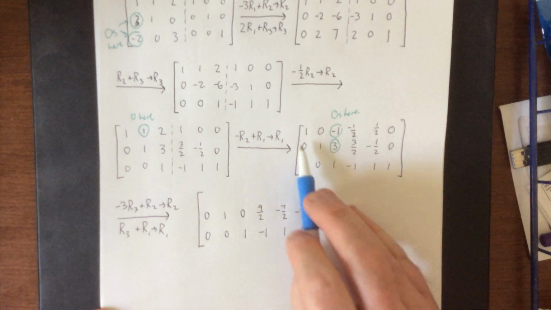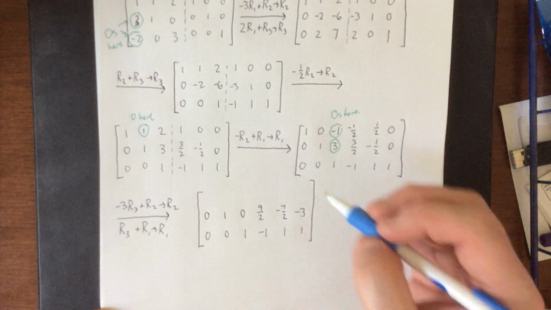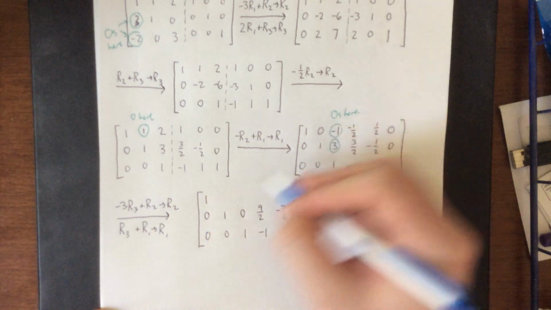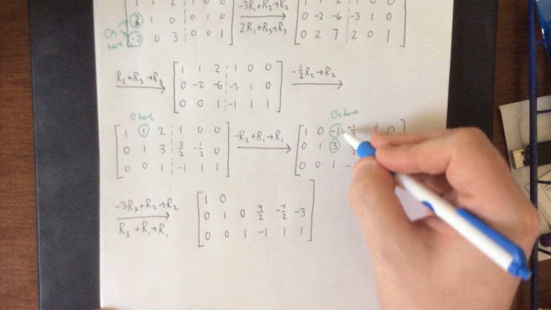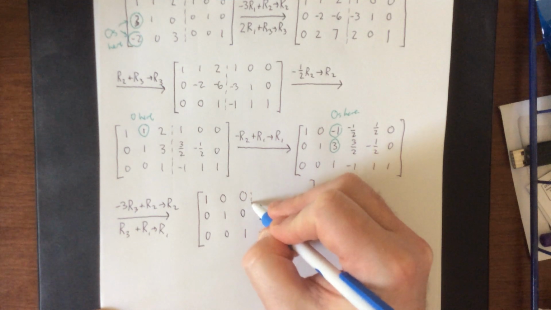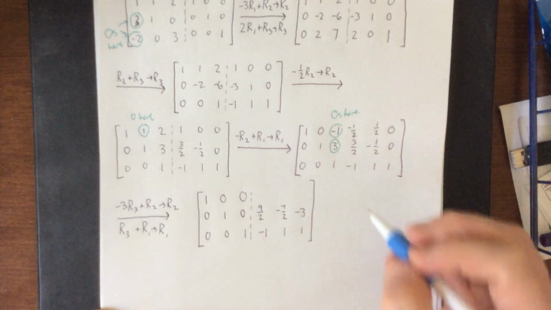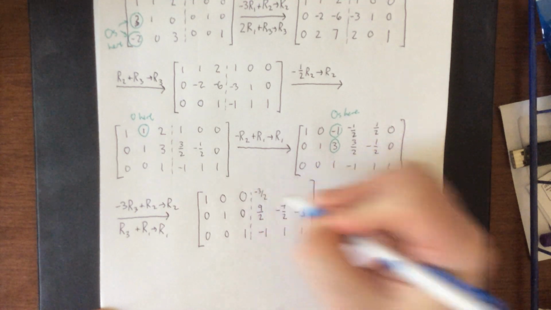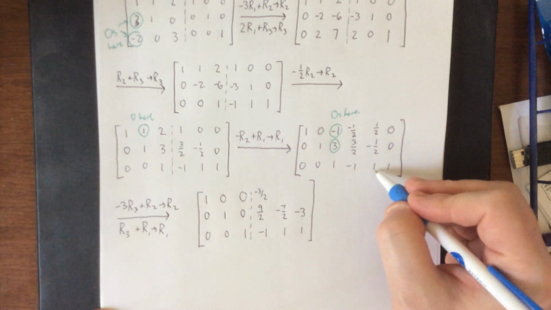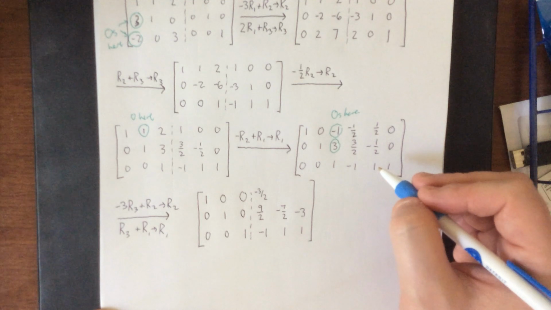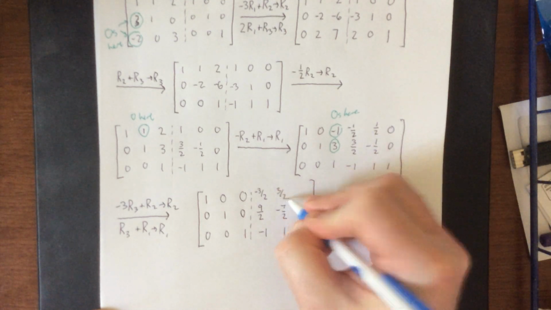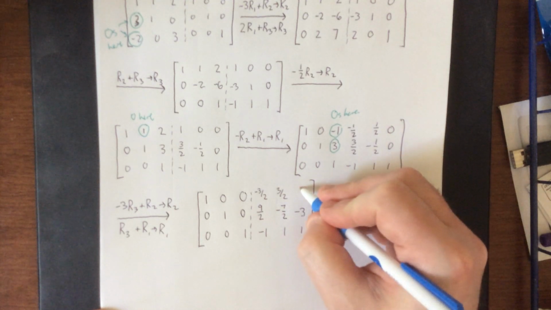Next, we'll take the third row and add it to the first row, and we'll see what we get. 0 plus 1, 0 plus 0, 1 plus negative 1. Now we have our identity matrix to the left of the augment. Negative 1 plus negative 1 half. That'll be negative 3 halves. We're just adding them together. 1 plus a half, 3 halves. And 1 plus 0, that'll give us 1.